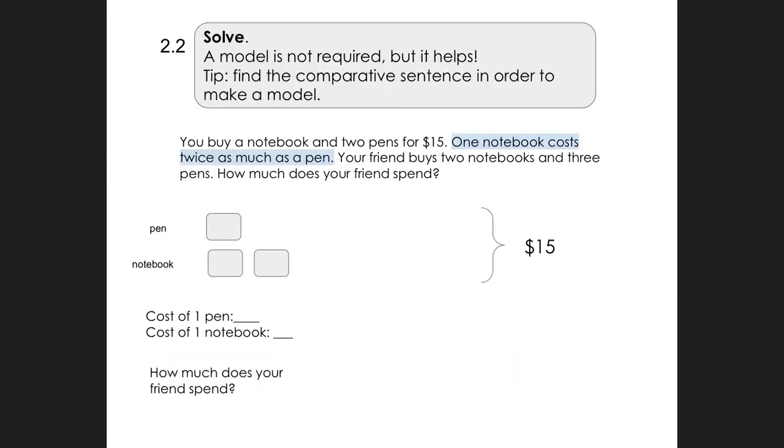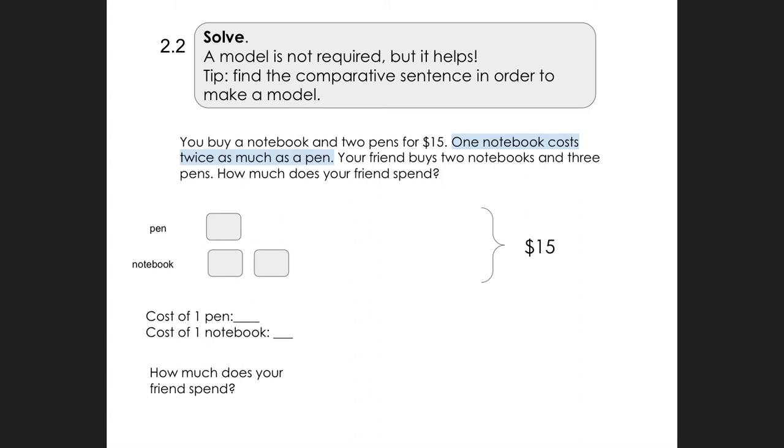In this section, this question resembles a word problem you will see on your quiz. You don't have to draw a model, but it definitely helps to draw a model. A tip is to find the comparative sentence. So let's read. You buy a notebook and 2 pens for $15. One notebook costs twice as much as a pen. Your friend buys 2 notebooks and 3 pens. How much does your friend spend?